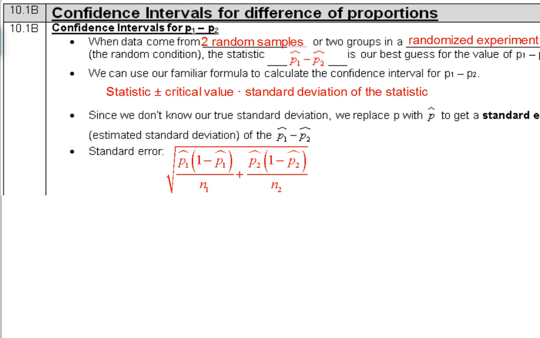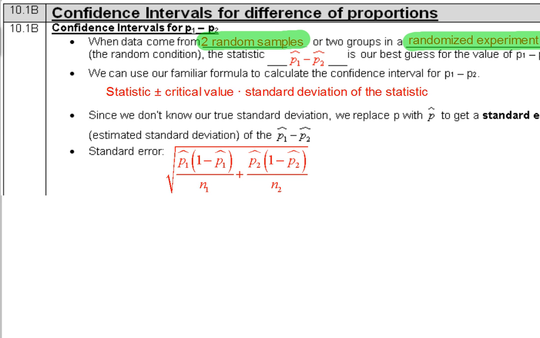Okay, so now we're going to continue talking about confidence intervals. We talked about those in chapter 8, and now we're going to talk about them with two samples. We're going to compare the two samples by looking at the difference in the proportions in the two samples. One of the main things we have to make sure of is that they come from two random samples, or our two groups are arranged in a randomized experiment.